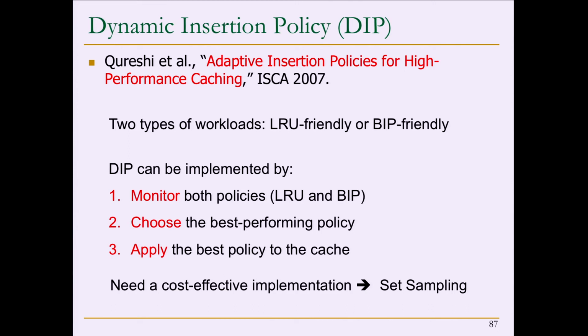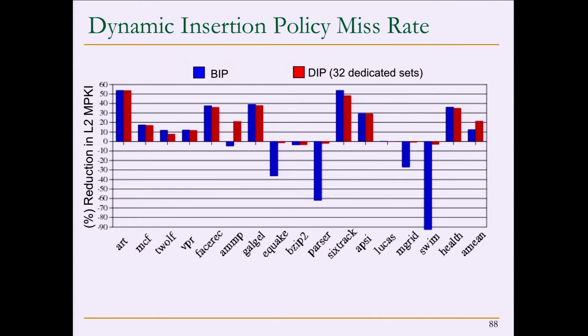Which one do you choose? You monitor both policies using set sampling. You choose the best performing policy for the cache and apply the best policy to the entire cache. Now, if you do that, you basically get rid of all of these performance losses that you get with the bimodal insertion policy. That's called the dynamic insertion policy.